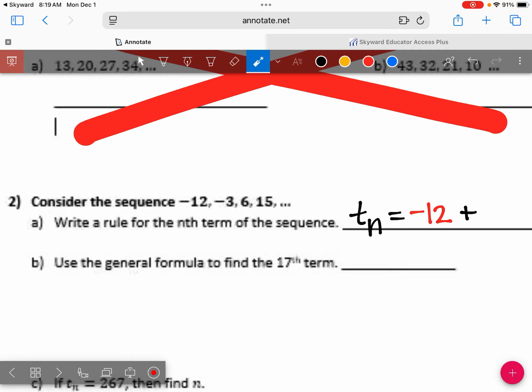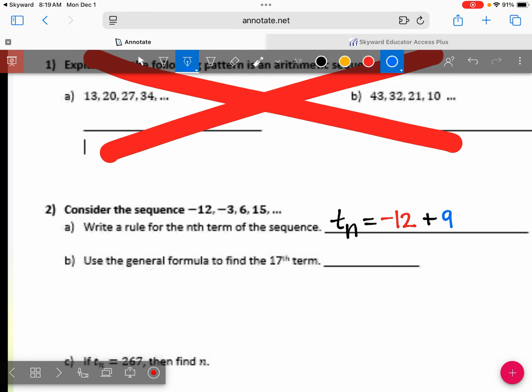All right, just give me a thumbs up when you know the number. We got about 5 people that know the number. Okay, what's the number? 9. So the common difference is 9. And then parentheses n minus 1. This is my general rule.